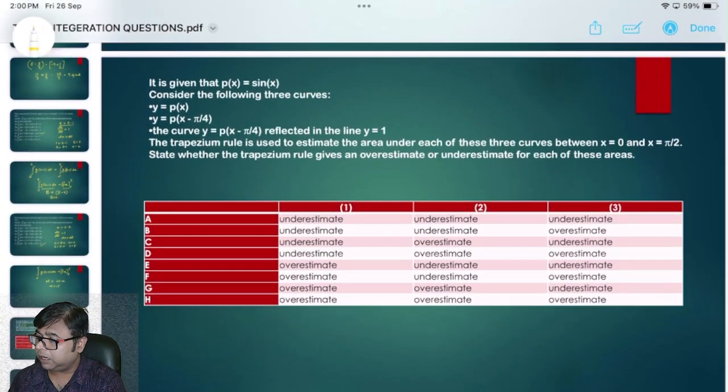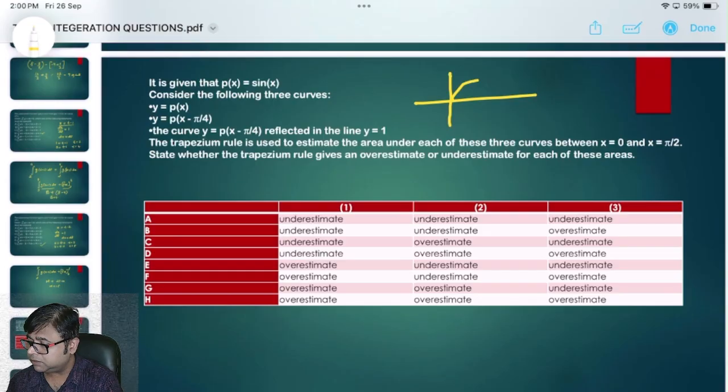Again, if I look at the sin x graph and they are saying from 0 to pi by 2, the graph is concaving down, right? So for sin x from 0 to pi by 2, it will be underestimating the area because it is concaving down. So you should know the graphs for these. That's it. So it will be underestimating the area from 0 to pi by 2.